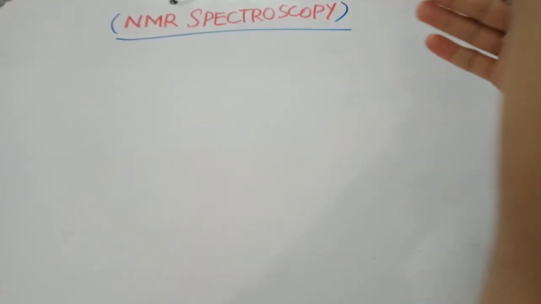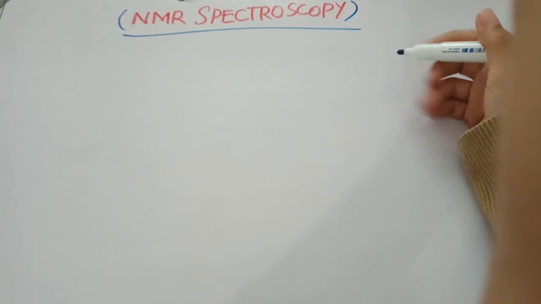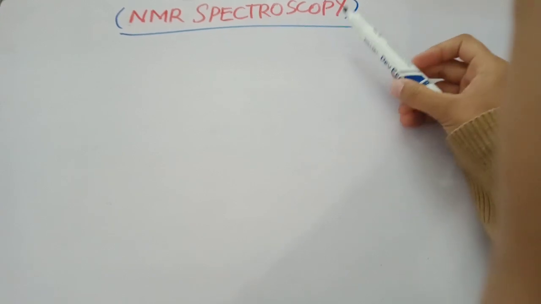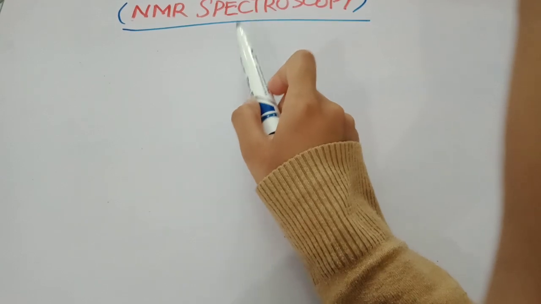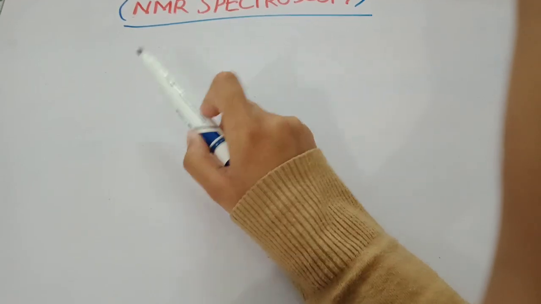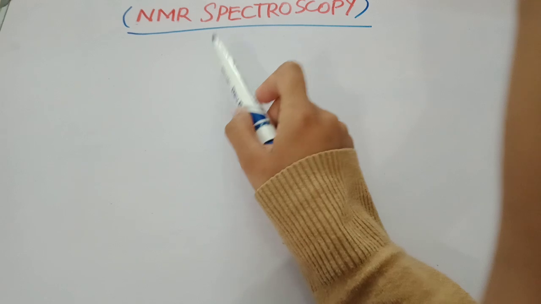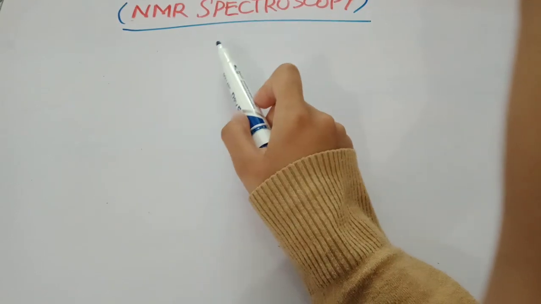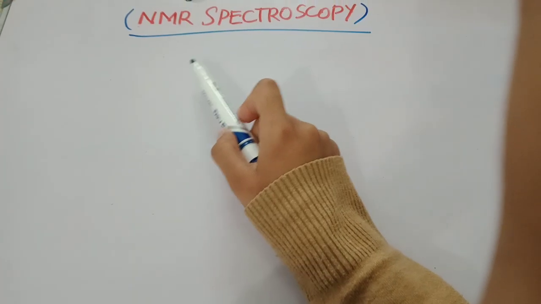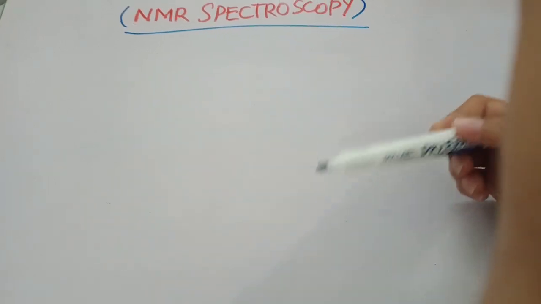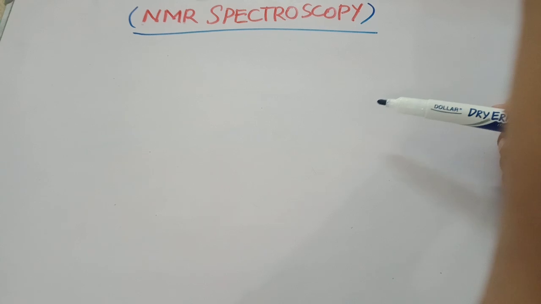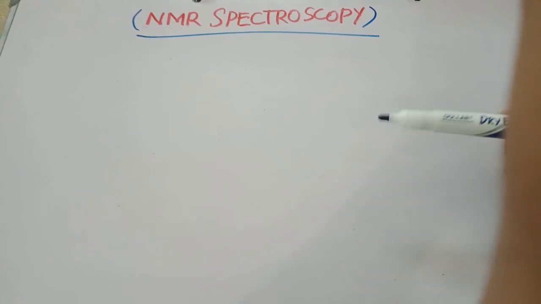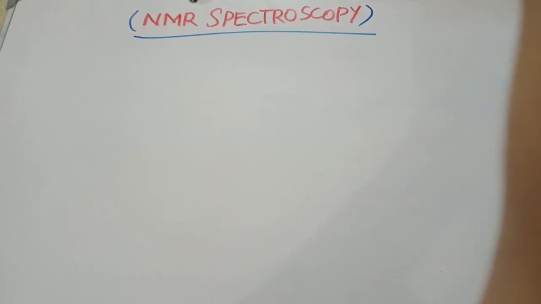Okay, students, now moving towards the next part of the previous video which we have seen. In that, we discussed the basic introduction of NMR spectroscopy. If you haven't seen that video, first kindly see that video so that you can understand what we are saying in this video. Because if you have the initial concepts which we gave in the previous video, then you will be able to learn what we are telling in this video. So let us start this video now.